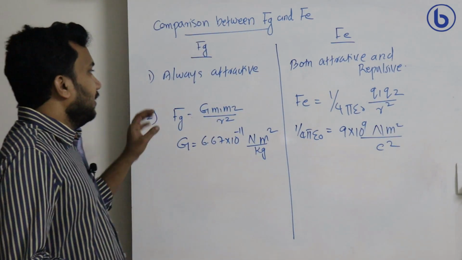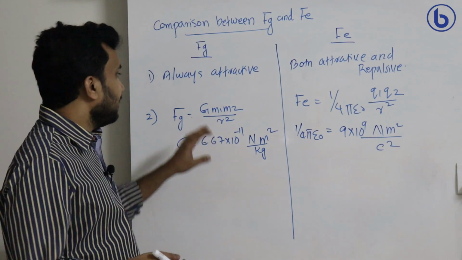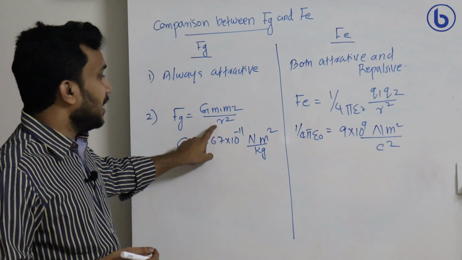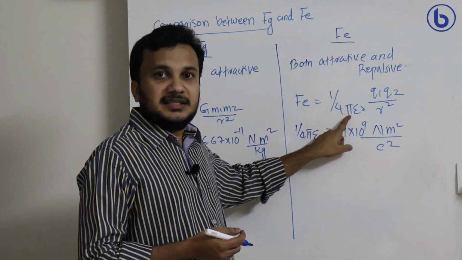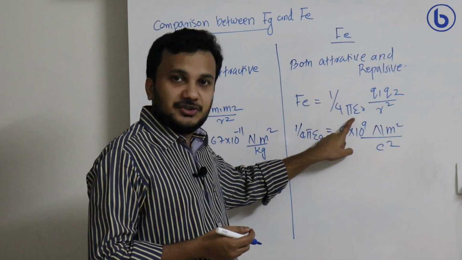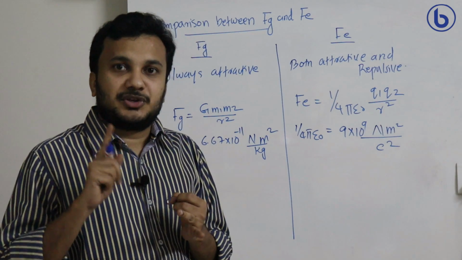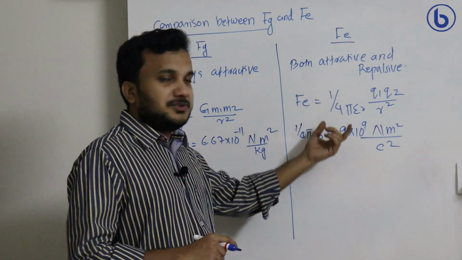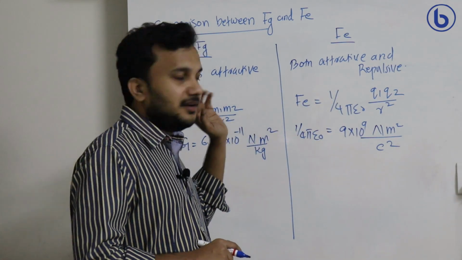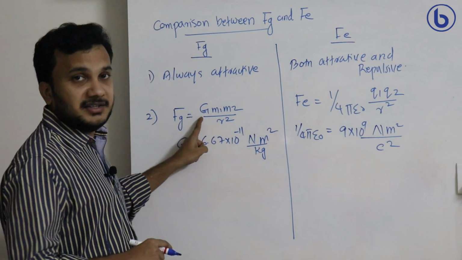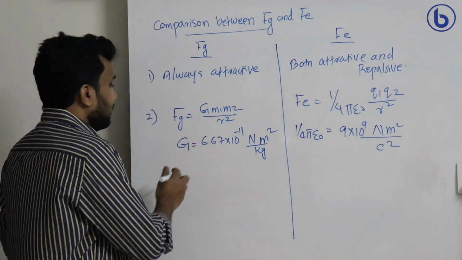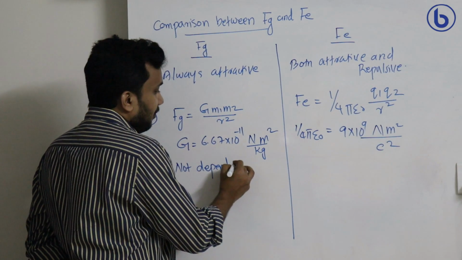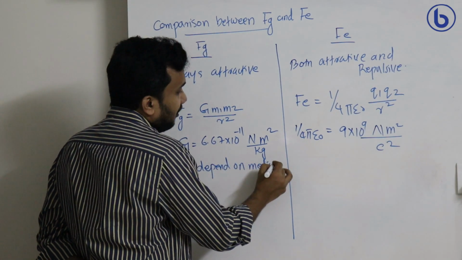The main point I am going to highlight here is that Fg does not depend on the medium. There is no epsilon 0 term here. But the electrical force depends on the medium, because epsilon 0 will come. Last class I told you about the epsilon m term, right? So this epsilon m and epsilon 0 we have learned in the previous topics. That depends upon the medium, and here it is medium independent. So the gravitational force does not depend on the medium.